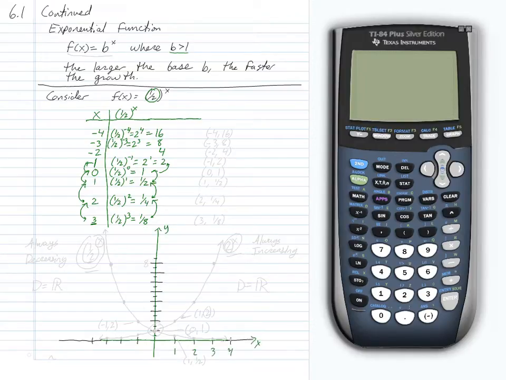So go up to 4, go up to 8 vertically. Alright, now we say that when x is 0, y is 1. So plot our y-intercept. When x is 1, y is 1/2. So 1/2. When x is 2, y is 1/4. 3 gives us 1/8. Notice we're getting closer and closer to 0 in this direction. 1/16 if we keep going, 1/32, and so on.